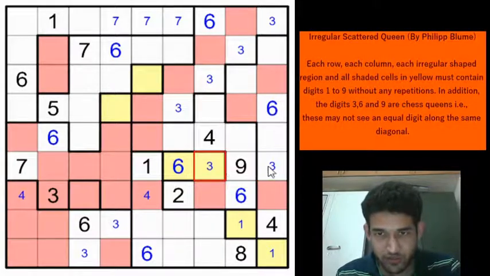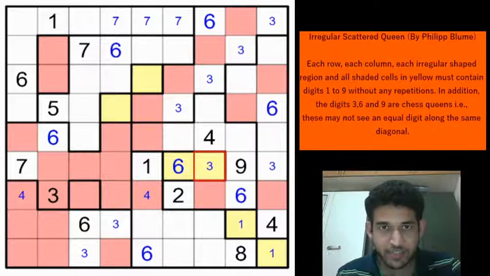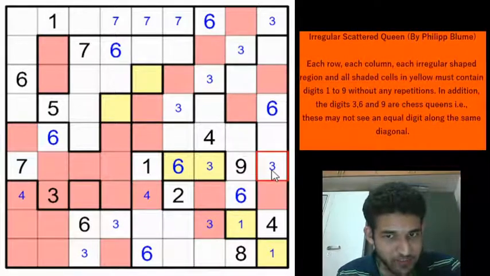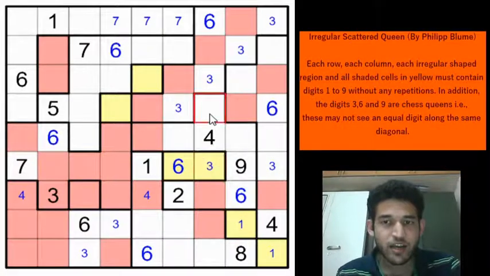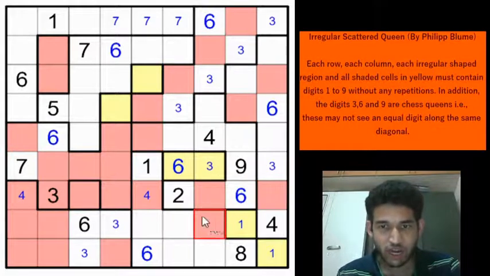So now because of these 3s, we can eliminate cells which see both of these 3s. So for example, we can eliminate this cell. Why? Because if you have a 3 here, then you eliminate the 3 from here, and using the diagonal property, you eliminate the 3 from here as well. So you can eliminate cells which see both of these cells, right? By see I mean influence both of these cells. So you can't have a 3 here.